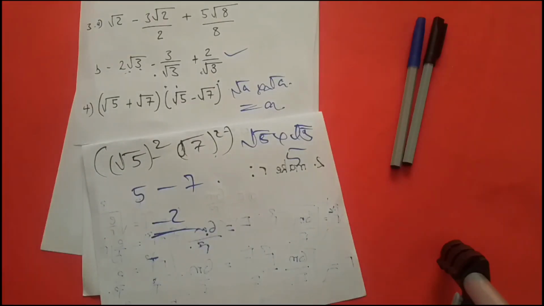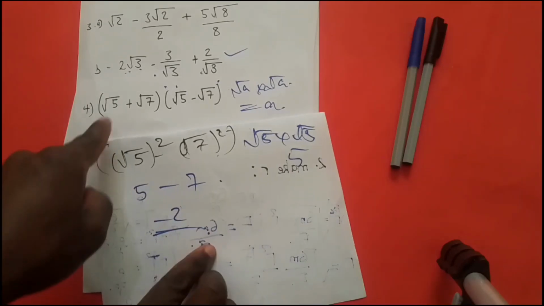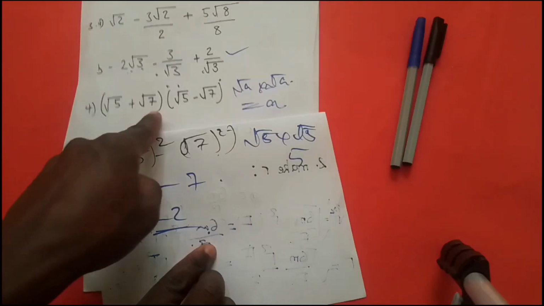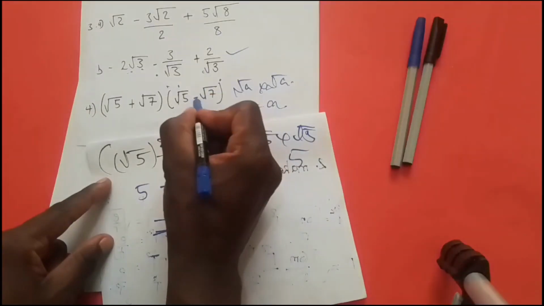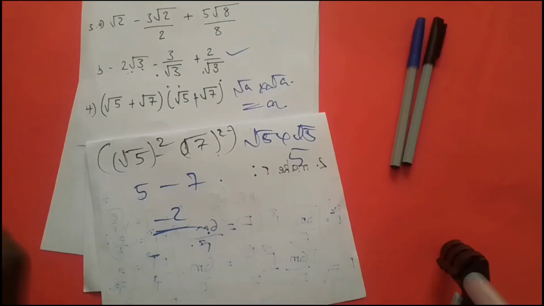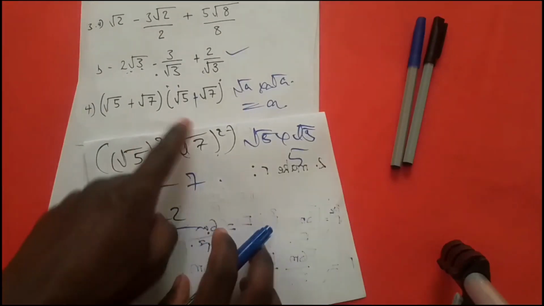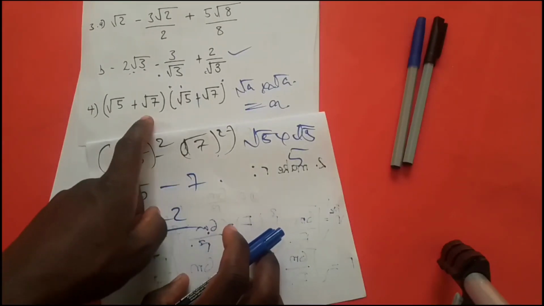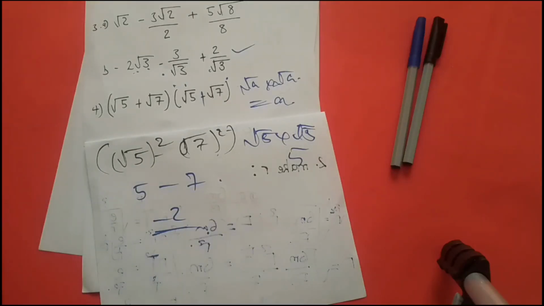Right? So you only use this concept when you're familiar with the difference of two squares method. Because the question might come like this. This is root 5 plus root 7, right? Then it comes with a positive here, right? In this case, you cannot employ the difference of two squares method, okay? So with that, you'll be done.